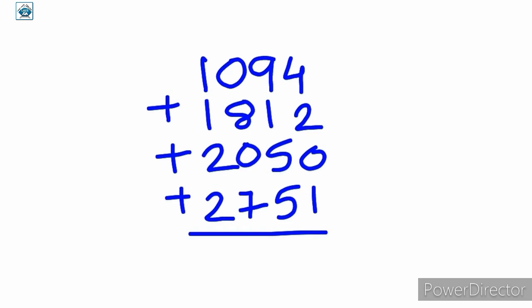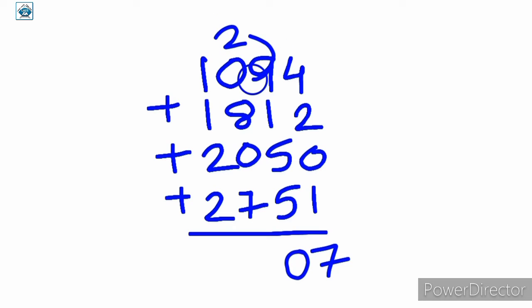Here we will be performing vertical addition. 4 plus 2, 6, plus 0, 6 again, and plus 1 is 7. So here we have 7 in the ones place, and then 9 plus 1, 10, 10 plus 5 is 15, and 15 plus 5 is 20. So here 0 will be written in the tens place and 2 gets carried forward.